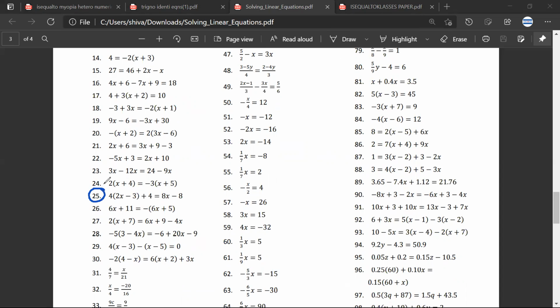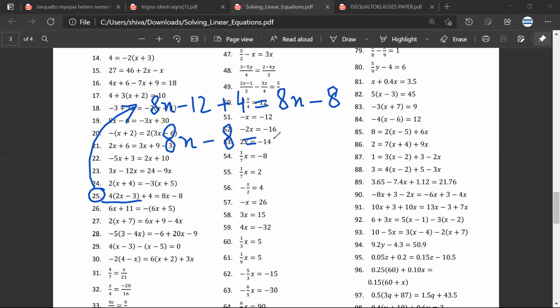So 25. This is Sarthak. So for opening the left hand side bracket, we'll multiply minus 3 and 4. What would be the answer? It will become minus 12. And then we'll multiply 4 and 2x. So that will become 8x. What should I do next? Then we'll bring 8x to the left hand side and minus 12 to the right hand side.